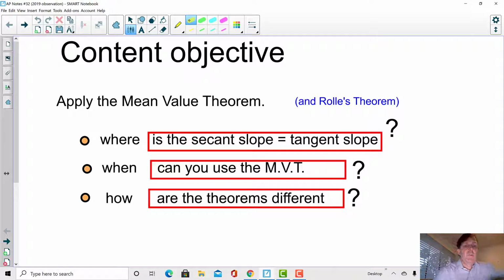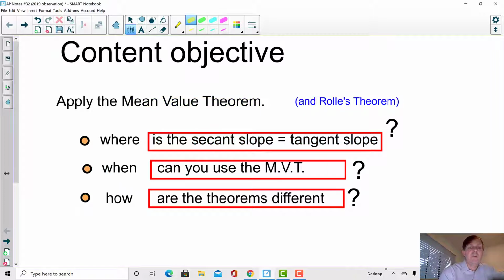All right, for today's lesson, we're going to be looking at the mean value theorem. And there's a special case of it. We call it the Rolle's theorem. We'll take a look at that later. So we're going to want to find where the secant slope is equal to the tangent slope. We're going to try to figure out when we can use the mean value theorem.